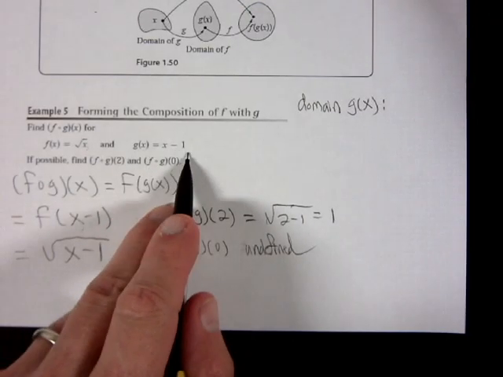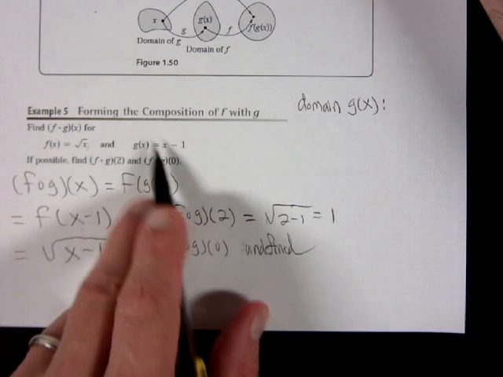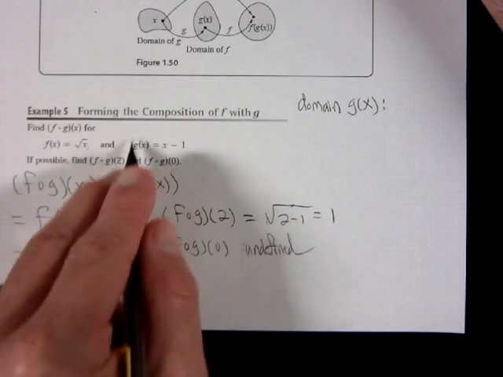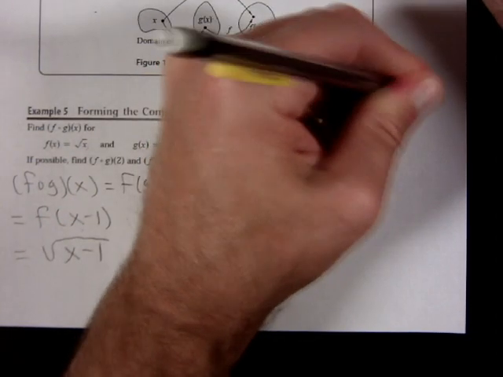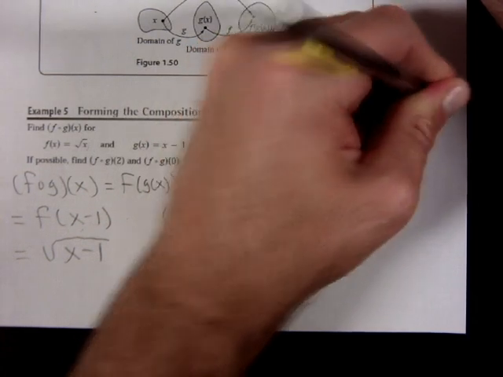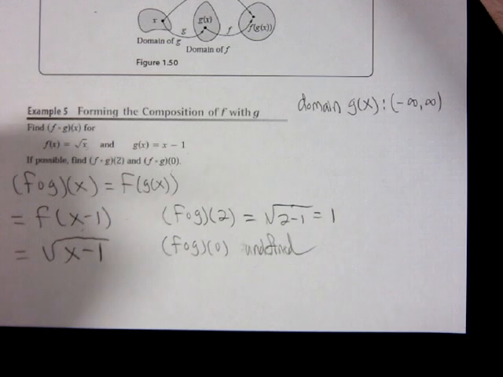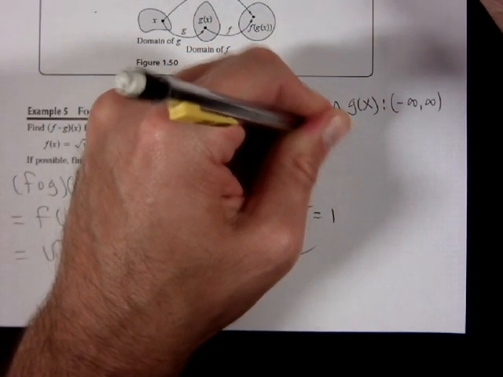x minus 1. When you're looking here, there are no restrictions. There's no square root of a negative. There's no dividing by 0 here. So really, for just this function alone, I can plug anything I want into g. Negative infinity to infinity. Now, let's look at the domain of f of x.